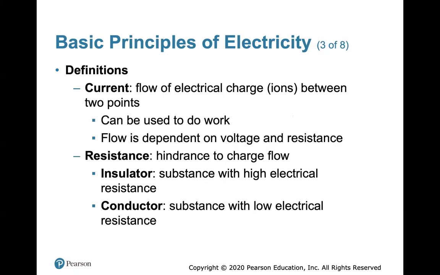Current is a flow of electrical charge or ions between 2 points, and this can be used to do work. The flow is dependent on voltage and resistance. Resistance is a hindrance to the charge flow, and we can have an insulator, which is a substance with high electrical resistance, or a conductor, a substance with low electrical resistance.